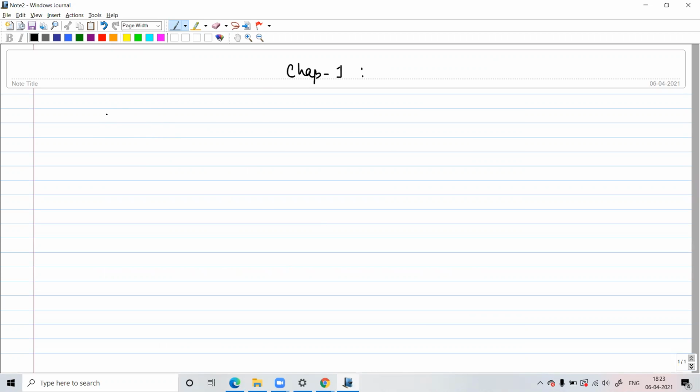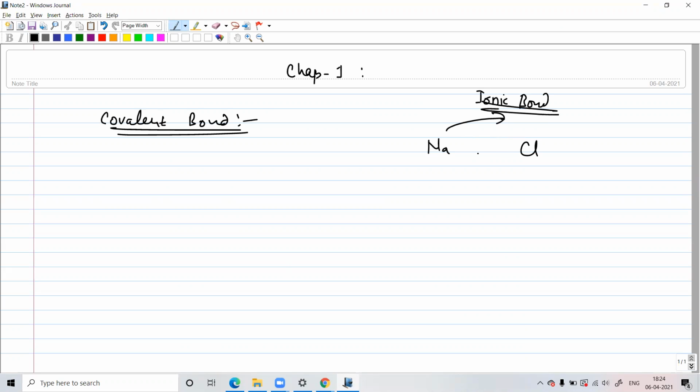So ionic bonding, you remember? Like I said, ionic bonds are formed by loss or gain of electrons. One atom will lose electrons, other one will gain electrons. Like example, this is ionic I'm talking about. NaCl is an example of ionic bond. And Na becomes positive and chlorine becomes negative.